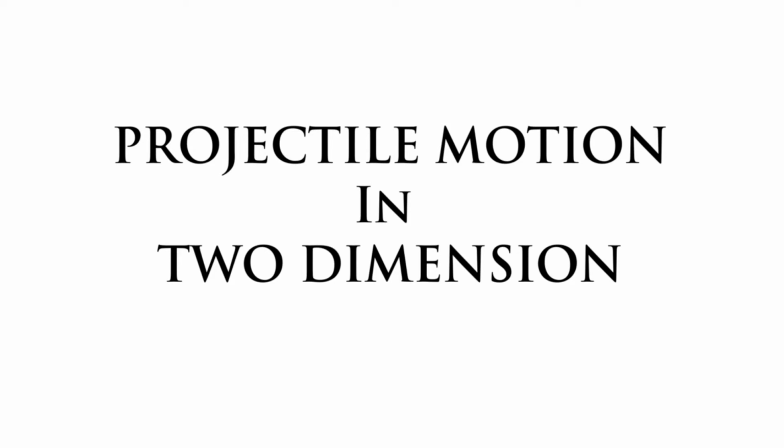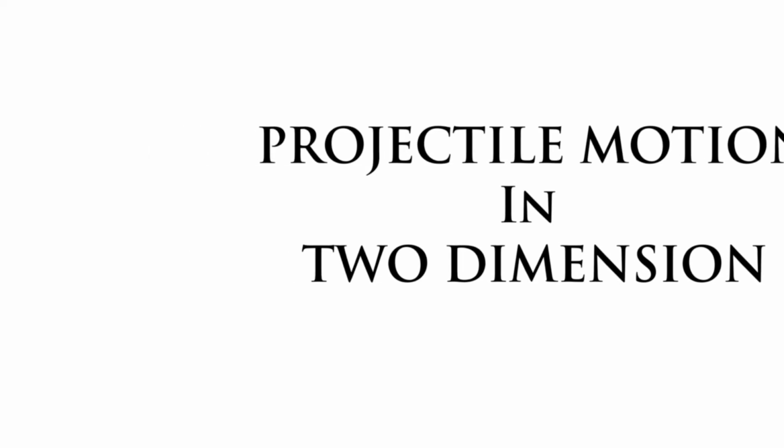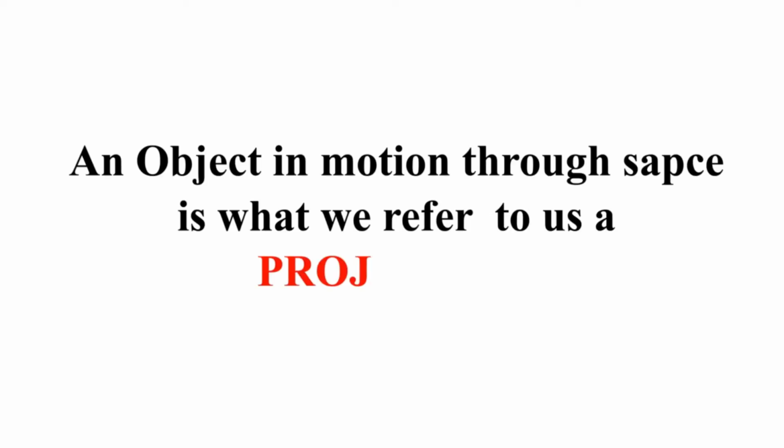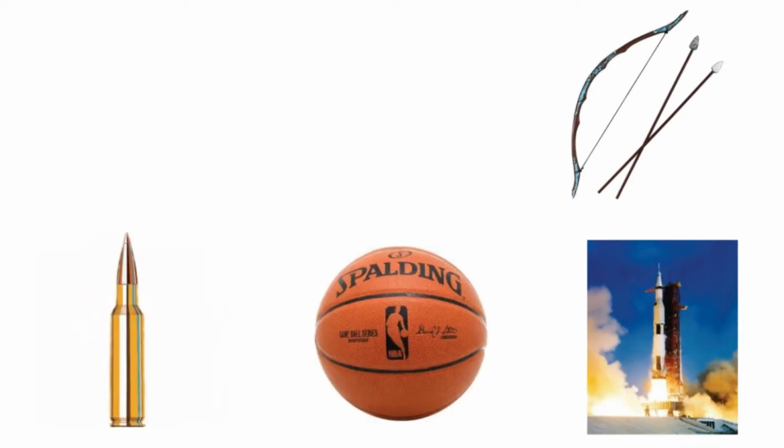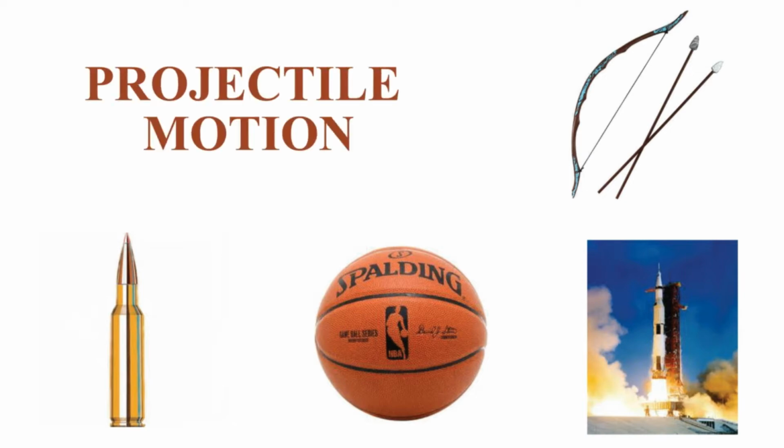Let's begin by looking at what a projectile is. An object in motion through space is what we refer to as a projectile. So you can have anything like such objects that are being displayed on the screen right now. These are all referred to as projectiles because they are all undergoing motion in space. Now let's look at some examples of projectile motions.